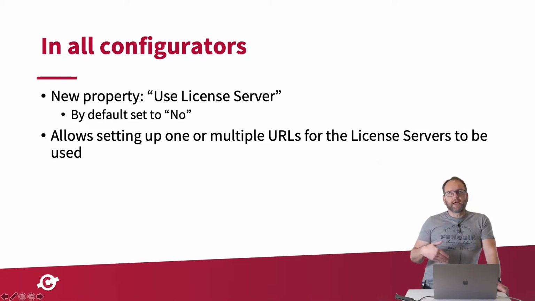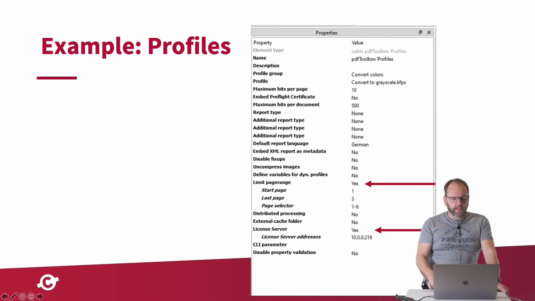So essentially, I can say, I want to use license server with pdfToolbox running in Switch, and then I have to tell pdfToolbox where those license servers are, which you would normally do by providing an IP address or a network name and the port where they can be found.